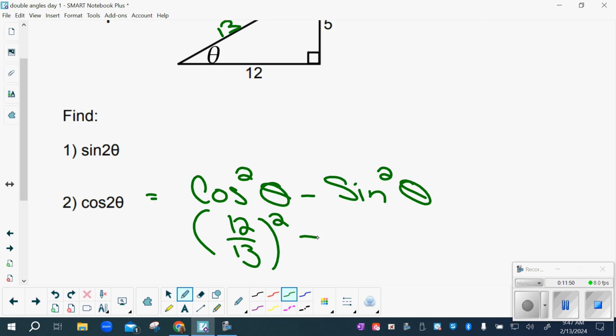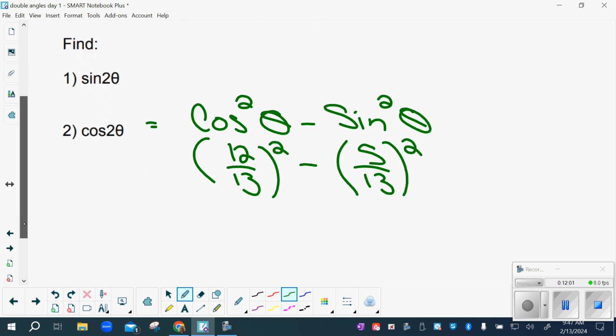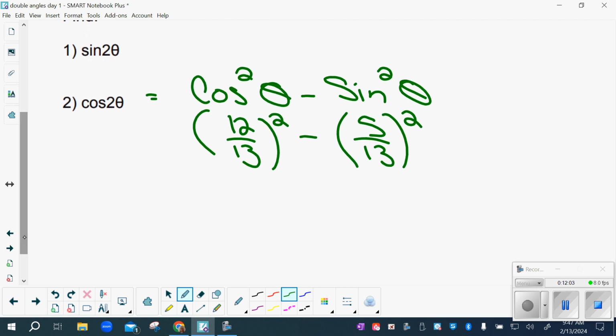Minus 5 over 13, and we're going to square it. Here's what's nice. Common denominator all night long. So it's not like, oh my God, I've got weird fractions that are not going to subtract. No, they're going to turn out really nice. Dumb, true, but nice. Squaring is square the top, square the bottom. 144 over 169. Take away 25 over 169.